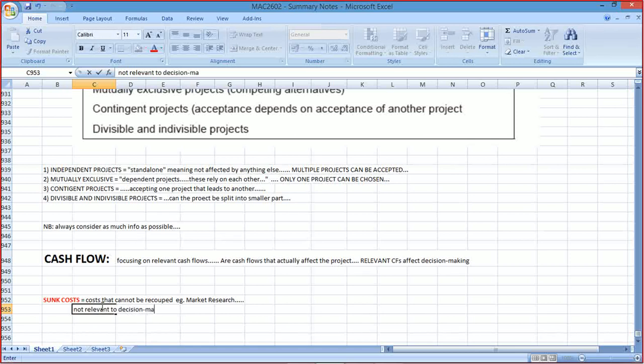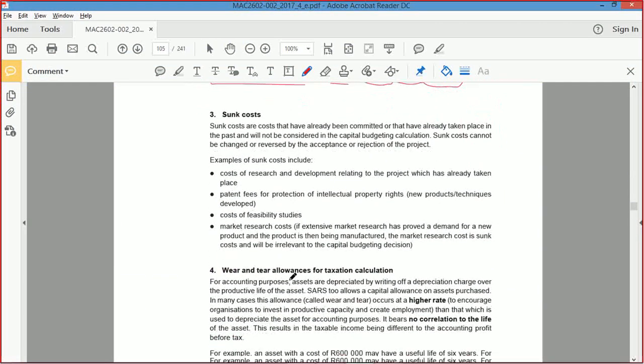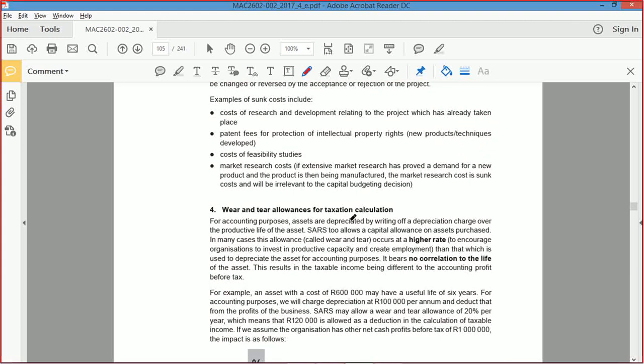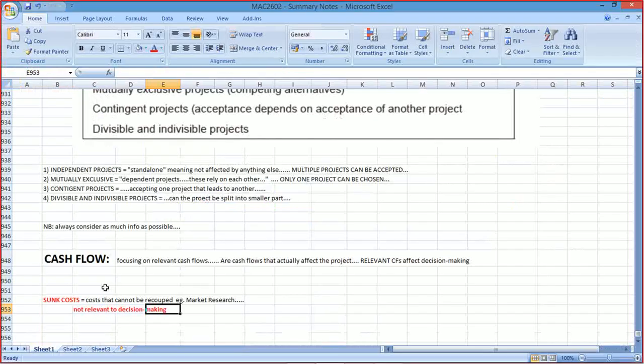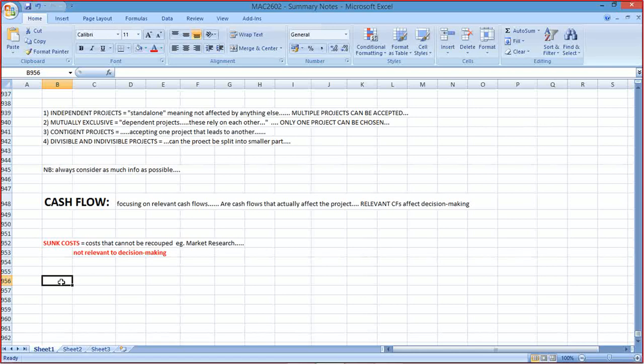So would I take sunk costs into consideration when doing a capital budgeting question? No, I wouldn't. Make sense? Yes. Okay. Wear and tear is always applicable. Why? Because you're dealing with non-current assets, and non-current assets generally have wear and tear allowances. So this is a little bit of tax, a little bit of accounting as well. Just remember from a finance point of view that assets can be depreciated, and depreciable assets will carry a tax benefit.